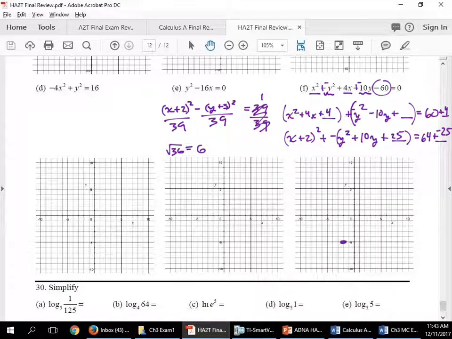Did you do that with a calculator? No. Okay, 6.4, cool.